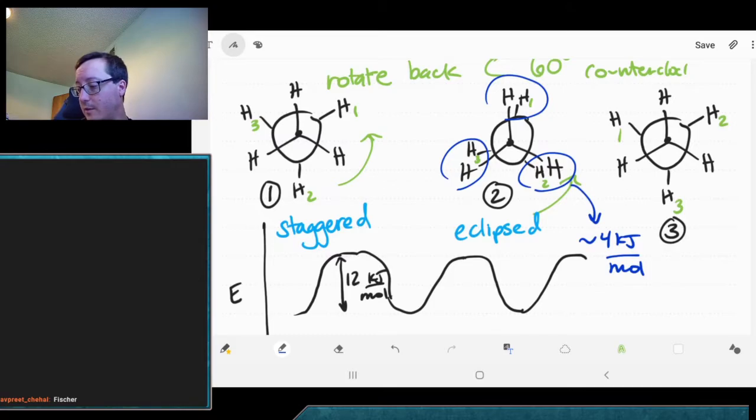So are we so far so good on this idea of how things are rotating and using these Newman projections? We're going to have plenty more, don't worry.